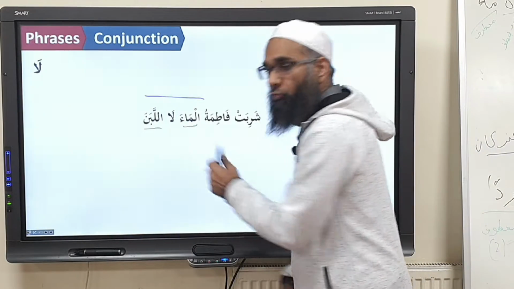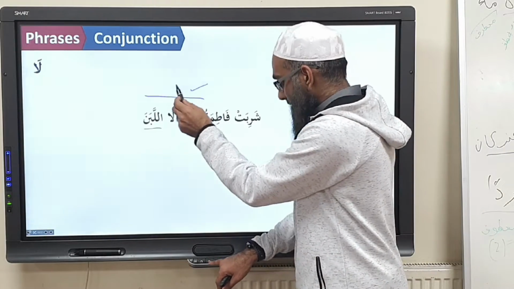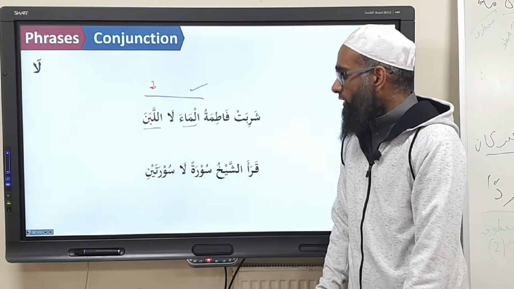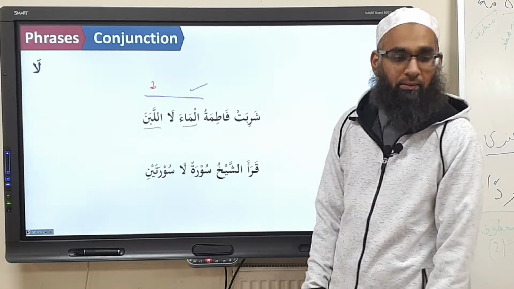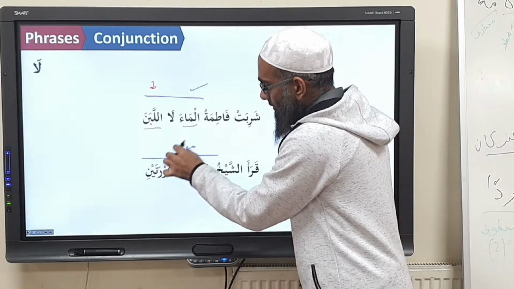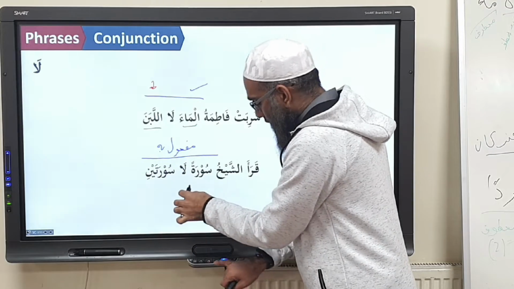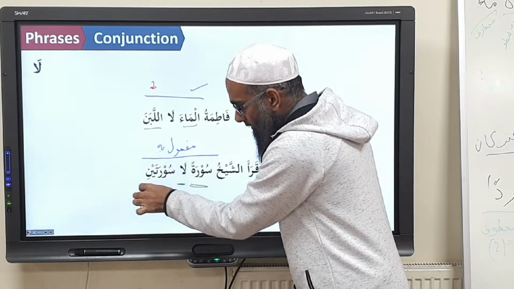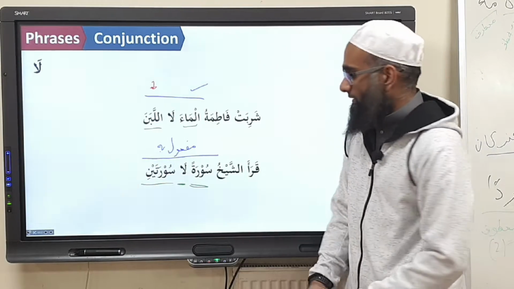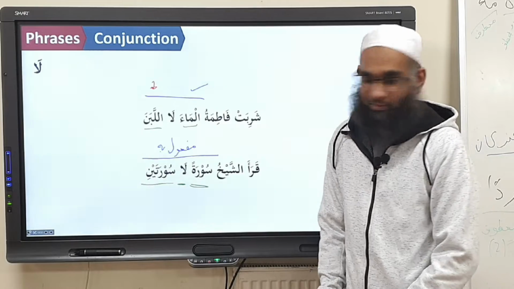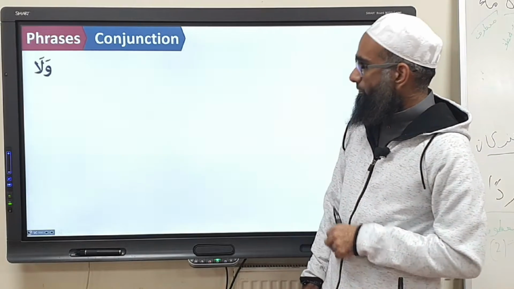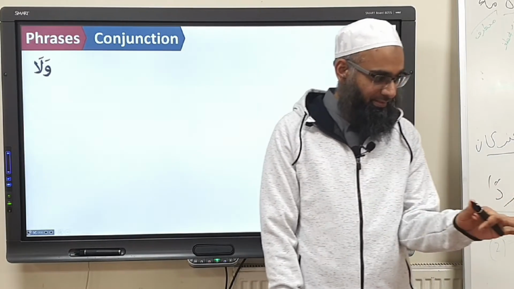So ma'tuf alayhi and ma'tuf, but one is positive. This is positive, and this is what? Negative. You understand? And the last one, قرأ الشيخ سورة لا سورتين. Translation will be, what's surah and la surah becoming? This becomes the maf'ulun bihi. And this is ma'tuf alayhi, harfu atf and ma'tuf. And the translation is the old man or the sheikh, depending on who it is. The sheikh read one surah, not two. Correct? You following? Does that make sense?